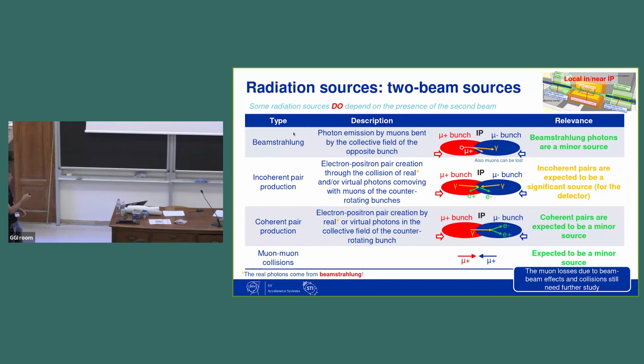And then, of course, other processes: muon-muon collisions can lead to muon losses, but this is expected to be a minor source. I have to say that there are muon losses because of different beam-beam effects. Here we're talking about secondary particle production, but also muons can eventually be lost, can form a beam halo, can be lost. But we don't have yet a quantitative estimate. This depends also on the machine lattice and the dynamic aperture, and we don't have yet an estimate on this.